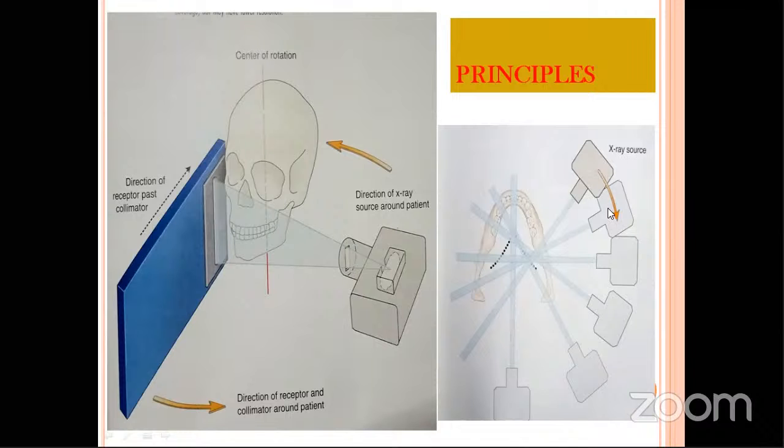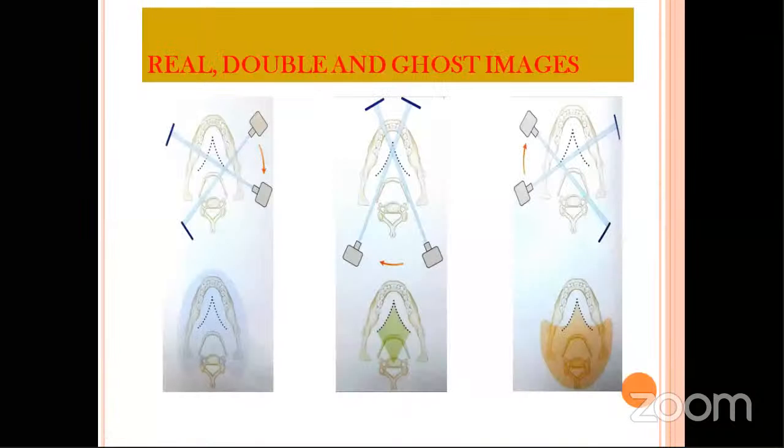Okay, and then the machine will turn around the patient to get the image of the entire jaw and the associated structures. So the real image, double image, and the ghost images. These three terms you need to know. The structures which are seen are real images, and the structures which are seen in the midline are called the double images. The structures which are seen away from the focal trough are called the ghost images.